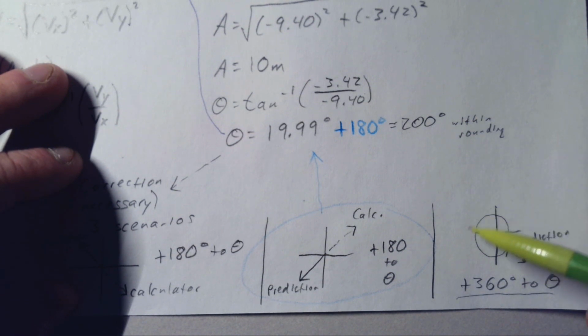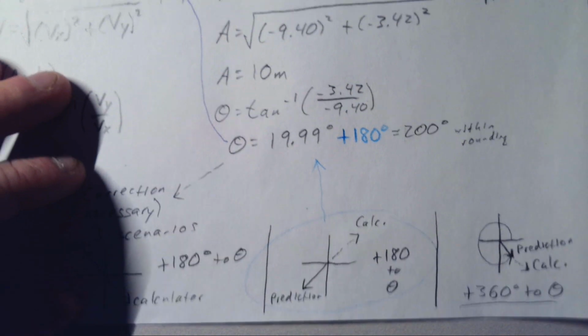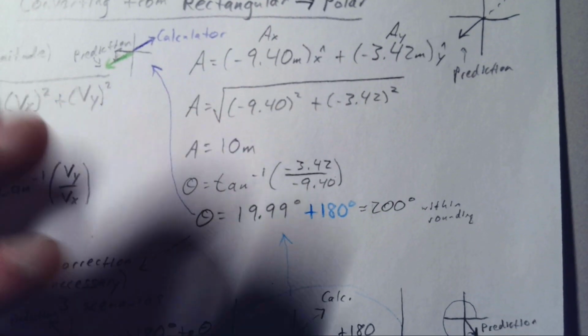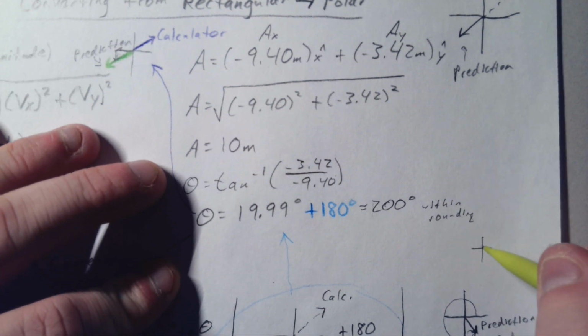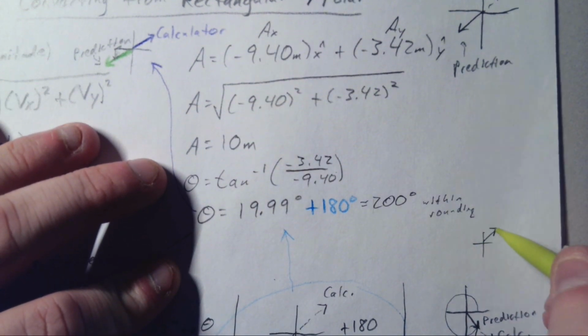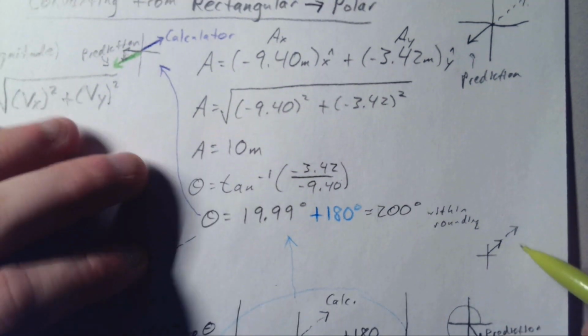That angle right there is 300. Okay, so negative 60, that is 300. If it's any other scenario, you do nothing. Basically, the only other scenario you could have is that if you predict it's in the first quadrant and the calculator says it's in the first quadrant, do nothing.